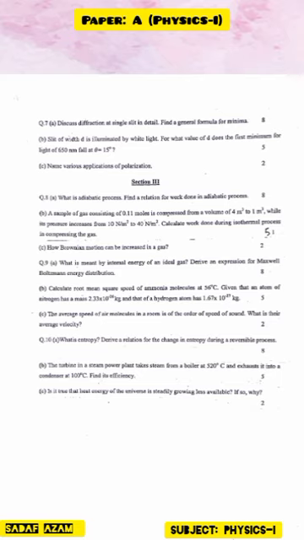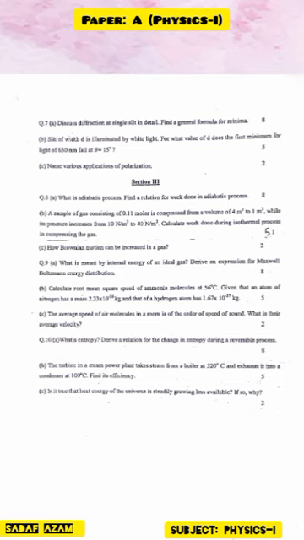Question number 9A. What is meant by internal energy of an ideal gas? Derive an expression for Maxwell-Boltzmann energy distribution. B. Calculate the root mean square speed of ammonia molecules at 56 degrees centigrade. Given that an atom of nitrogen has a mass 2.33 times 10 to the power minus 26 kg and that of a hydrogen atom is 1.67 times 10 to the power minus 27 kg. C. The average speed of air molecules in a room is of the order of the speed of sound. What is their average velocity?